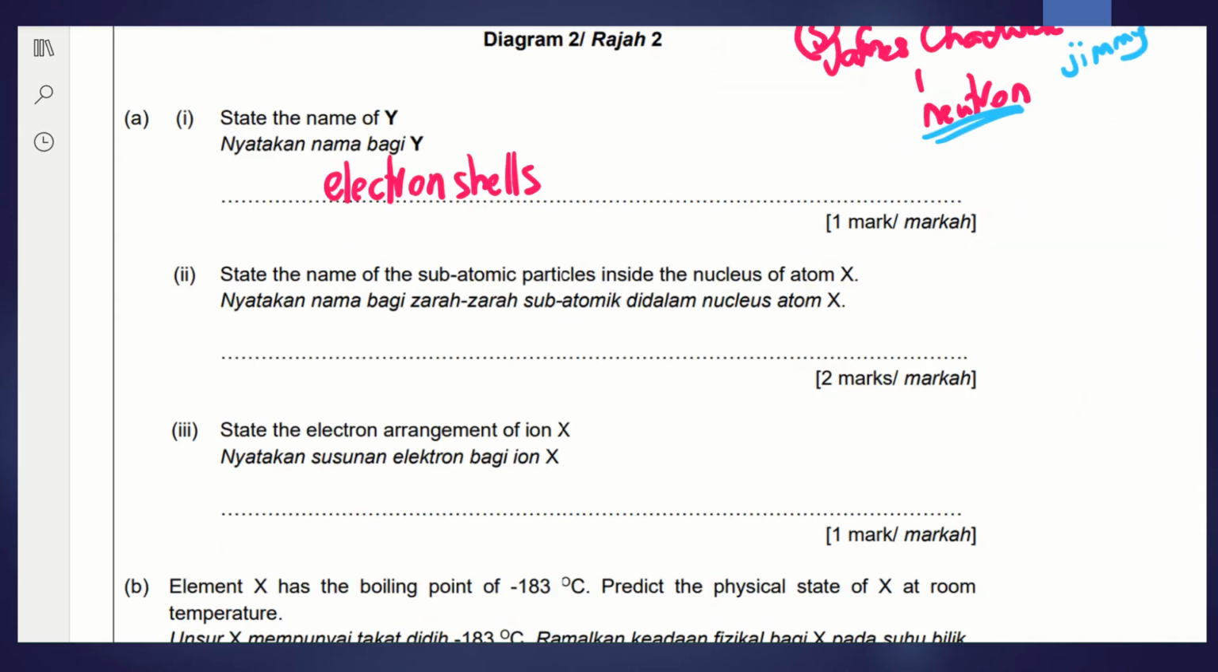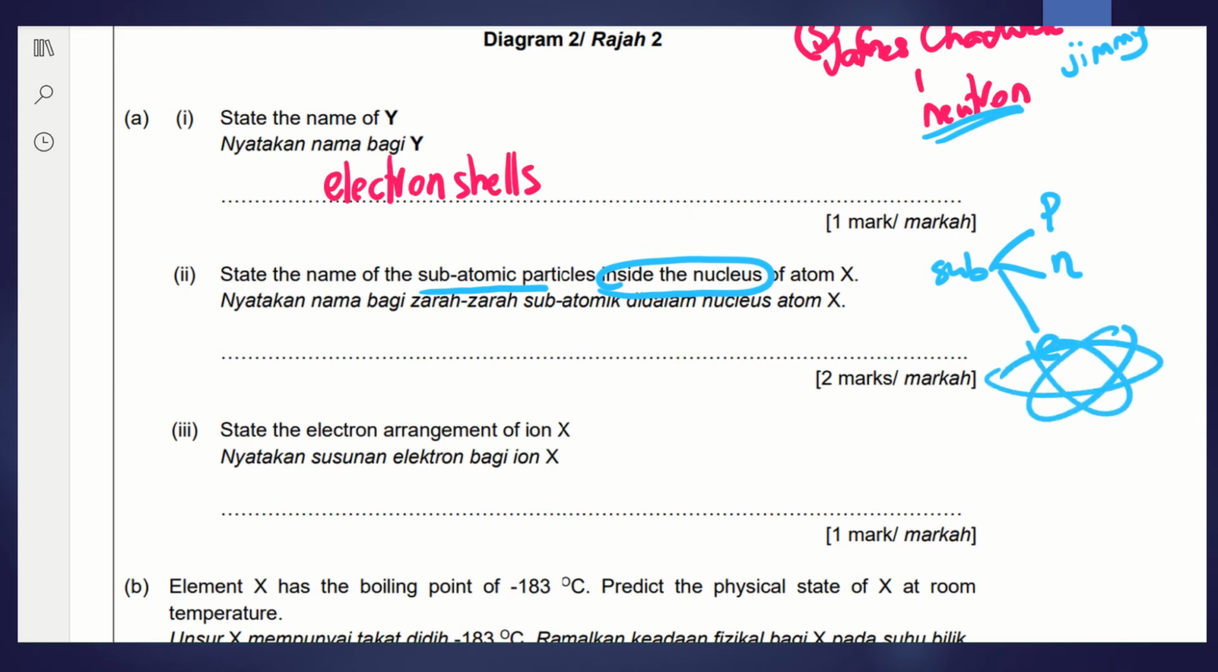Okay, next question. State the name of the subatomic particles inside the nucleus. For subatomic particles, we have 3 subatomic particles, which is proton, neutron, and electron. Electrons is located in the electron shell. For proton and neutron, both in the nucleus.